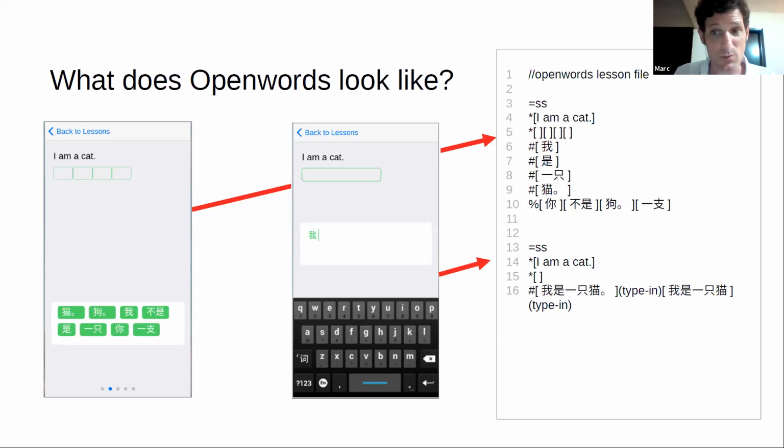The purpose of the Openwords markup language is to represent the fundamental aspects of a problem and not worry about the display, basically.